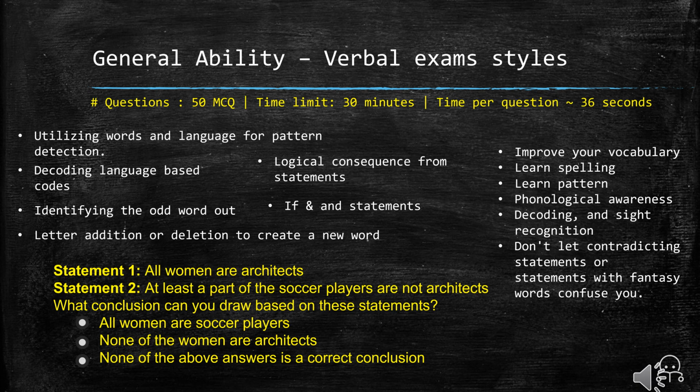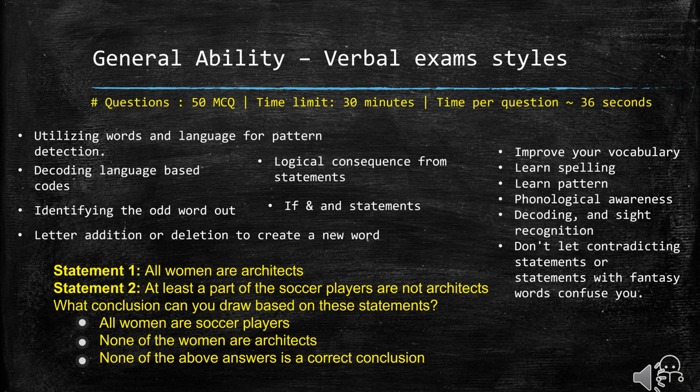The General Ability Verbal Exam consists of a range of questions designed to assess students' verbal reasoning and comprehension skills. These questions may involve various formats and tasks, including analogies. Students are given pairs of words and are required to identify the relationships between them. They must then choose another pair of words that has a similar relationship.